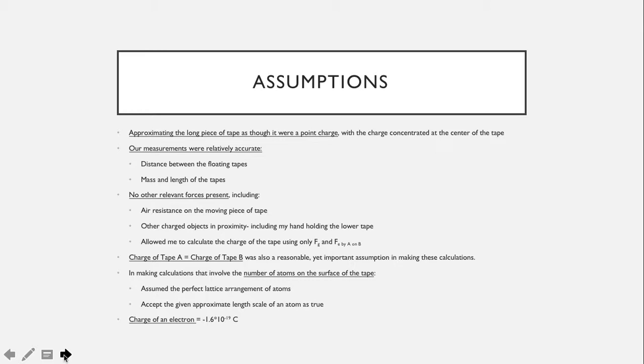And we have to assume that no other forces are present, including air resistance and other charged objects in proximity, and that the charges of the pieces of tape were equal, which is pretty reasonable because they are the same size material and underwent the same charging process. But it's an important assumption to make. We also have to assume the arrangement of atoms on pieces of tape in order to make those calculations about the atoms on the surface of the tape.